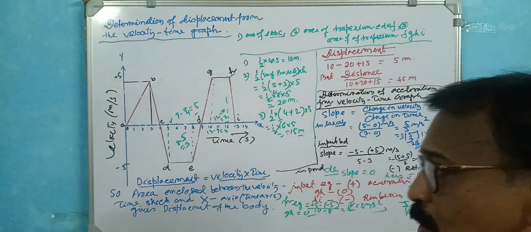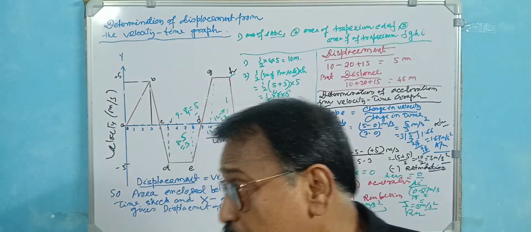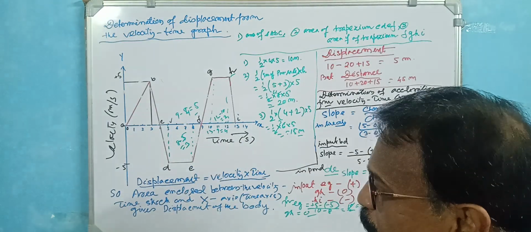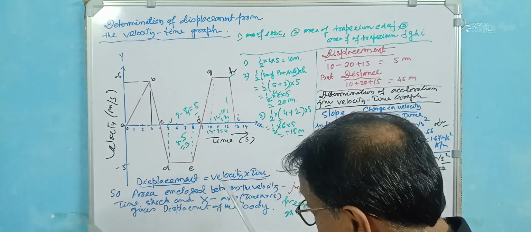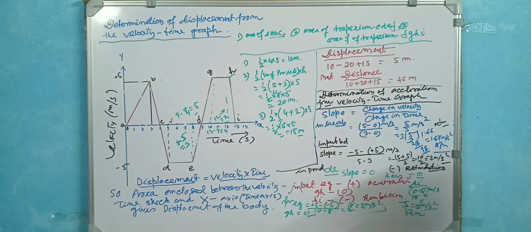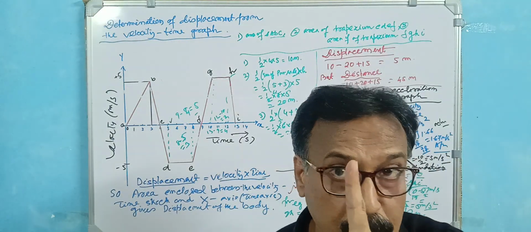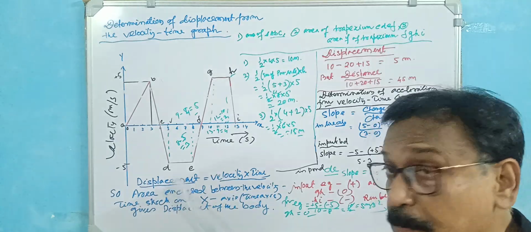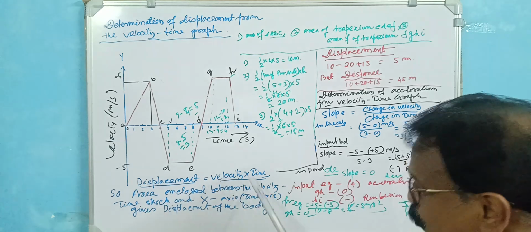From there you can calculate the actual displacement of the body, or the distance of the body, and the slope of the graph. In the case of displacement, displacement is equal to velocity into time. Displacement, not distance; distance is speed into time. In the case of velocity and displacement, the direction is very important because it is a vector quantity. So, velocity into time.